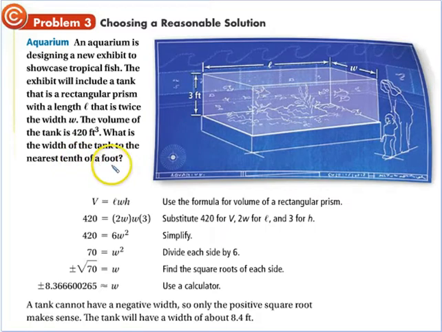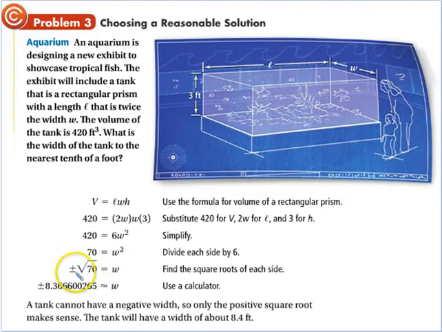Okay, so the height is 3. The length is going to be twice the width. Okay, so we have the formula, volume is equal to length times width times height. The volume is 420. The height is 3. The length is equal to 2 times the width, so we will replace the L with 2W. So we have 2W times W times 3, so that's 6W squared. Divide both sides by 6. We get W squared equals 70.